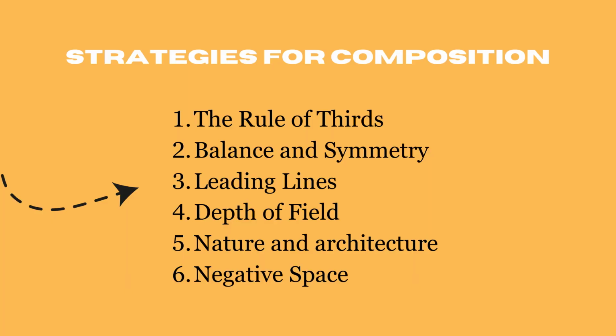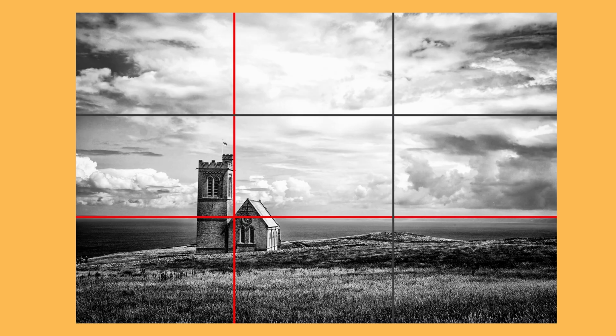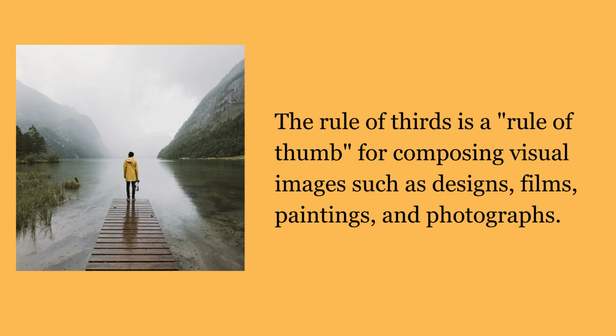Anyhow, I want to quickly also talk about the strategies for composition, which are rule of thirds, balance and symmetry, leading lines, depth of field, nature and architecture, negative space. Again, I feel that I have talked about it to death in the 180 course, and I'm sorry if you haven't taken that course, but I will definitely go through them again in one of our composition-based classes. But I have put these here just in case, so people can go over them.